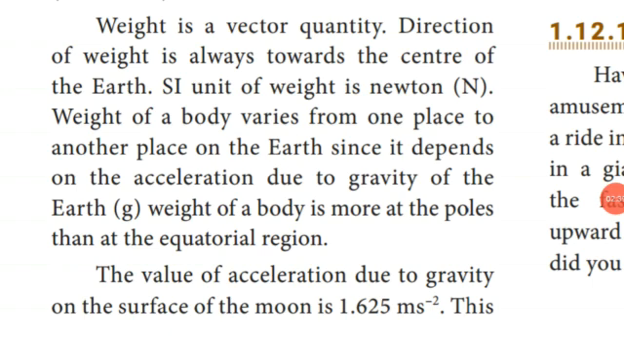Suppose the same person goes to the surface of moon. What is the weight of the person on the moon's surface? The same formula W equal to mg. Substitute m equal to 60 kg. Mass remains same, but acceleration due to gravity g on the surface of moon is 1.625 m/s². So W equal to 60 kg into 1.625 m/s², it's equal to 97.5 kg m/s², or W equal to 97.5 Newton. Mass remains the same on both the earth and moon, but weight of a body varies.